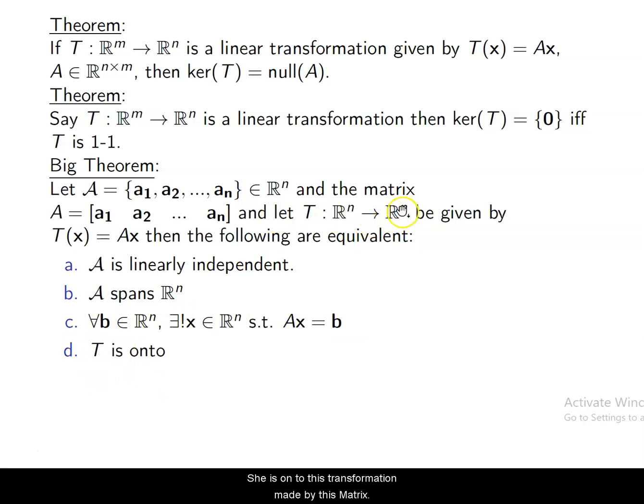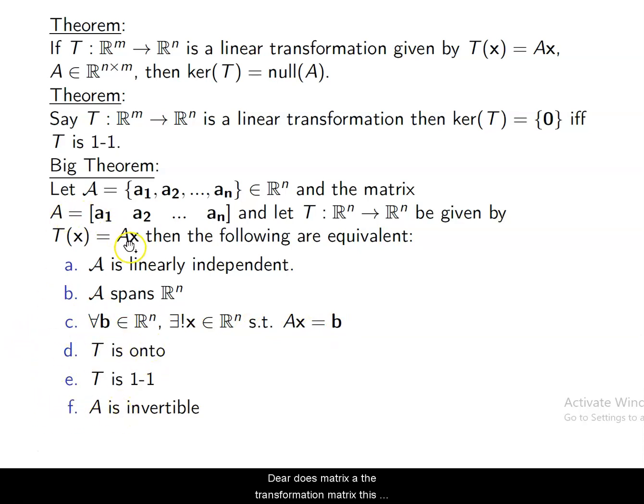T is onto. This transformation made by this matrix A is going to be onto, which coincides with this b here, that A spans Rn, because my range here is Rn, so T will be onto. T will be one-to-one. That coincides with this A, all of these vectors being linearly independent, right? So A and B is equivalent to D and E, but in the linear transformation world. C is also equivalent to the D world, right? So this matrix equation is equivalent to D in the transformation world.